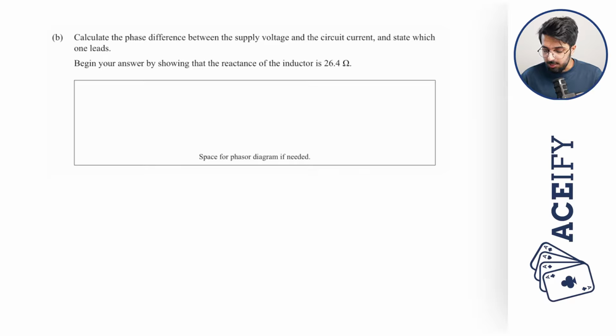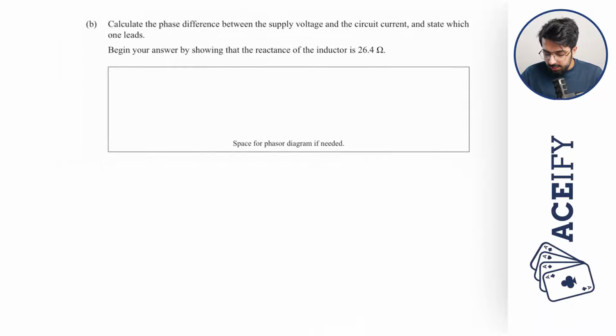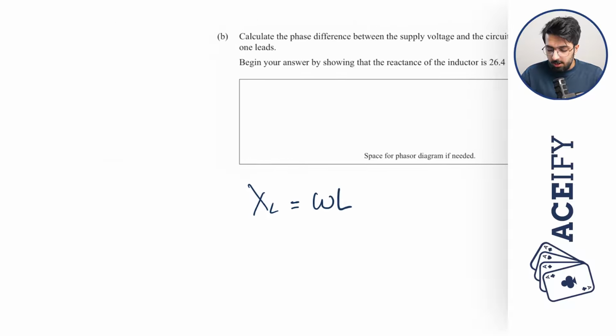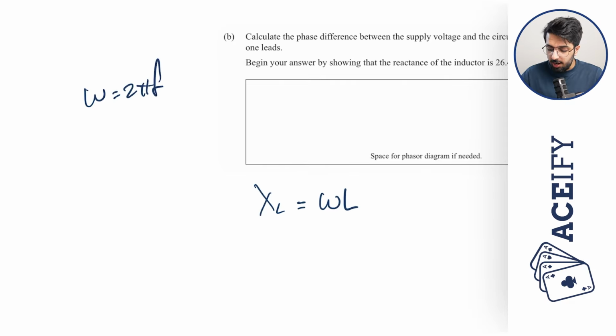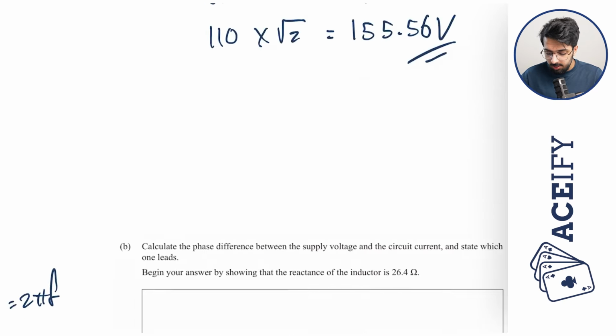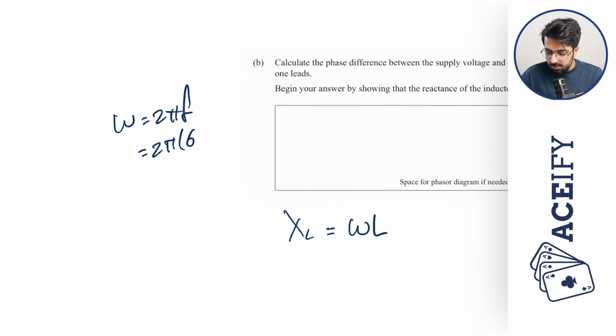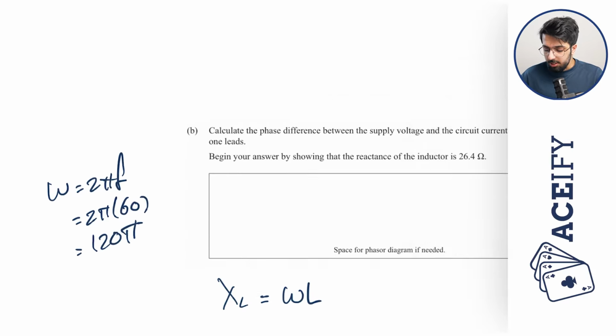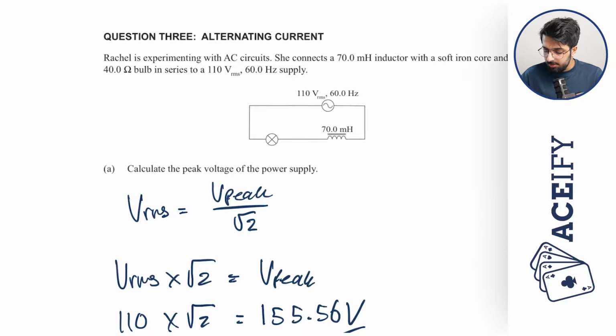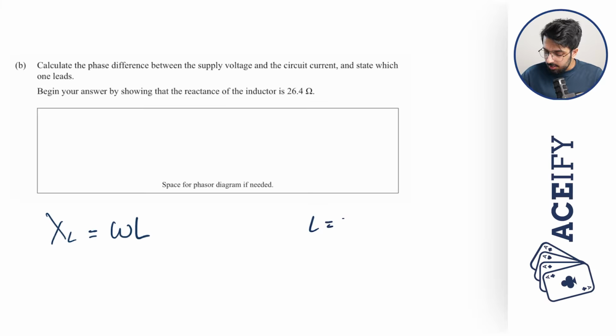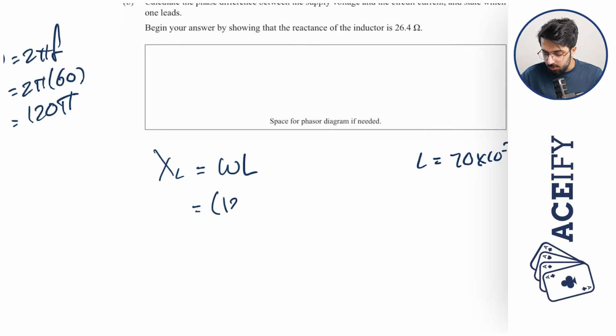Calculate the phase difference between the supply voltage and the circuit current and state which one leads. Begin your answer by showing that the reactance of the inductor is 26.4 ohms. We know that the reactance of the inductor is equal to omega L. We know that omega is equal to 2 pi f. We're given our frequency as 60 Hz, so 2 pi times 60 is equal to 120 pi. We are also given our inductance as 70 millihenries, so that is equal to 70 times 10 to the negative 3 henries. And so the reactance of our inductor is equal to 120 pi multiplied by 70 times 10 to the negative 3, and this is equal to 26.4 ohms.